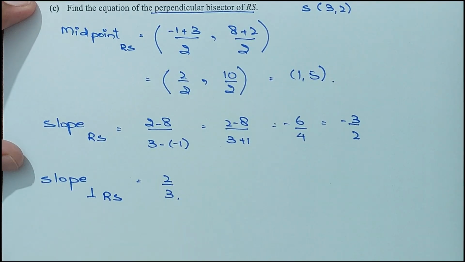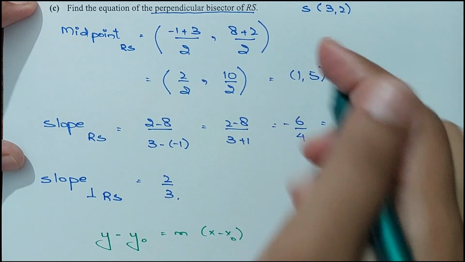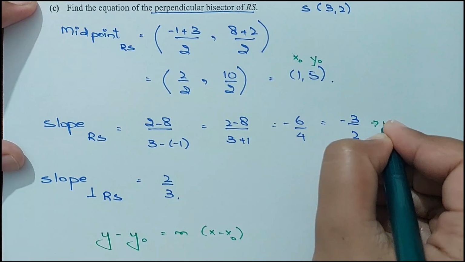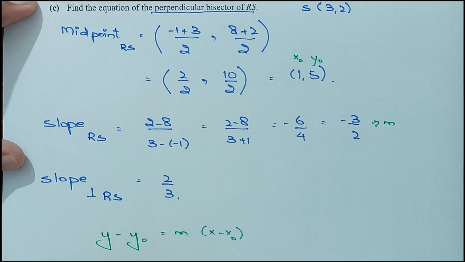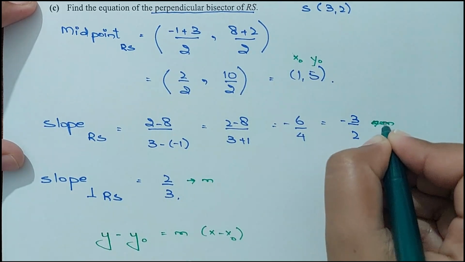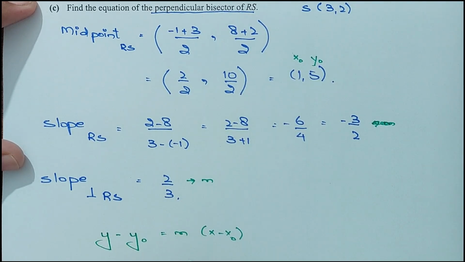Okay, now let me find out the equation. So for the equation, we can say y minus y naught equals m into x minus x naught. x naught and y naught is this point. This is x naught and this is y naught, and this is my m. Okay, y minus 5 equals, sorry, this is my m. This is for the perpendicular. This is 2 by 3 and x minus 1.